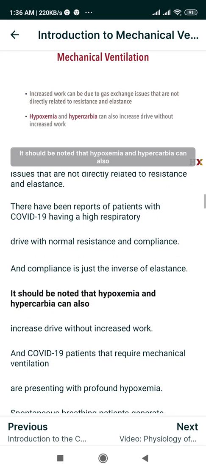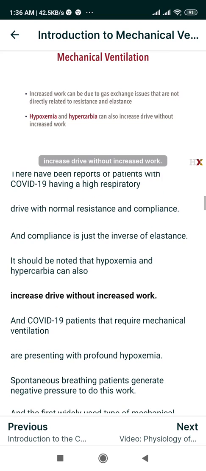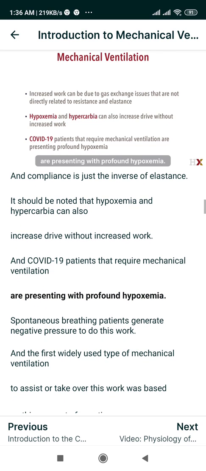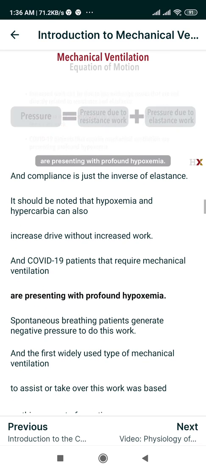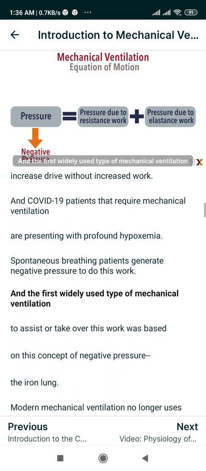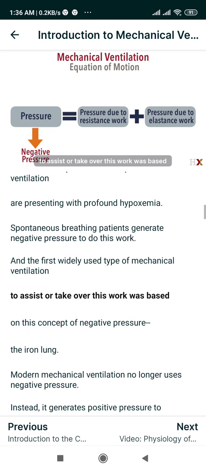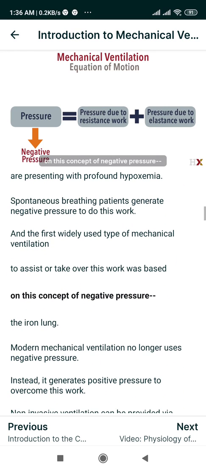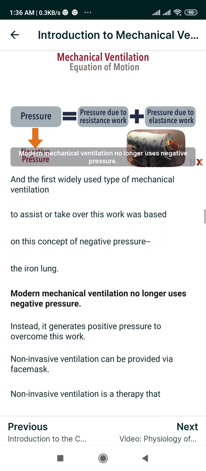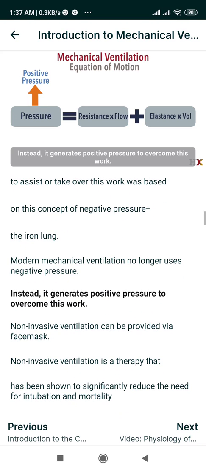It should be noted that hypoxemia and hypercarbia can also increase drive without increased work, and COVID-19 patients that require mechanical ventilation are presenting with profound hypoxemia. Spontaneous breathing patients generate negative pressure to do this work, and the first widely used type of mechanical ventilation to assist or take over this work was based on this concept of negative pressure, the iron lung. Modern mechanical ventilation no longer uses negative pressure. Instead, it generates positive pressure to overcome this work.